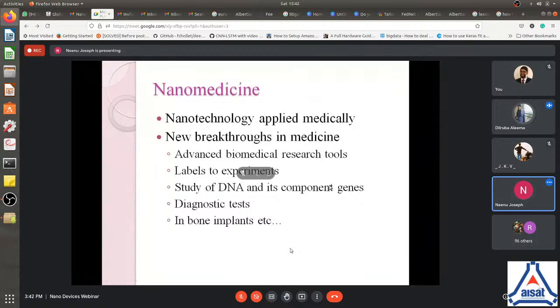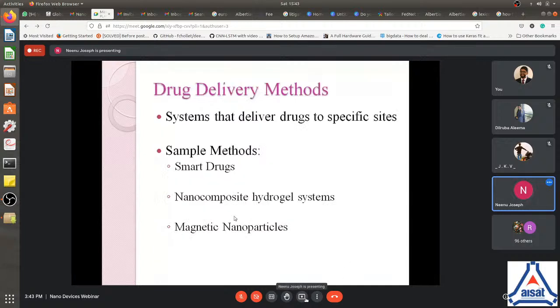Now the applications in the medical field. First, we will discuss nanomedicine. Nanotechnology applied medically. Breakthroughs in medicine, like advanced biomedical research tools, labels for experiments, study of DNA and its component genes, diagnostic tests, bone implants, etc. Details.